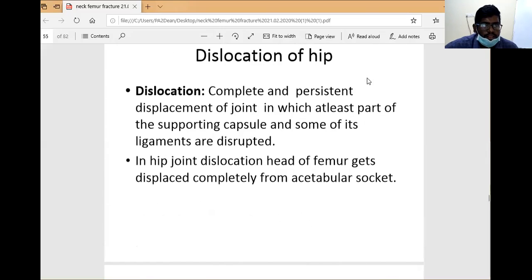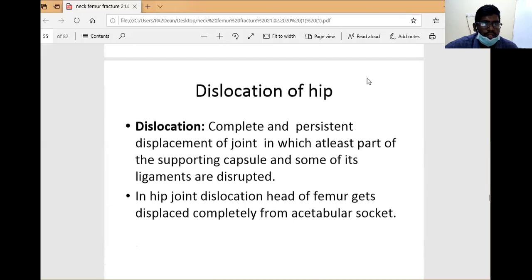Okay. Next topic is dislocation. Dislocations of hip. Dislocation is complete and persistent displacement of a joint in which at least part of the supporting capsule and some part of the ligaments are disrupted. So in dislocation, the contact between the articular surfaces is completely lost. If there is a minor contact between the articular surfaces, it is a subluxation. If the contact between the articular surfaces is completely lost, it is a dislocation.